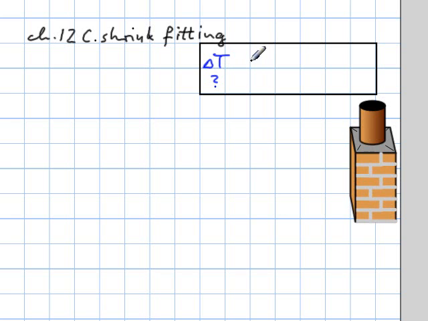Okay, let's see. What is given is the original diameter, D0. What is given is the change in the diameter, delta D. What else is given is the material, the steel here, and now we have to look at an equation.